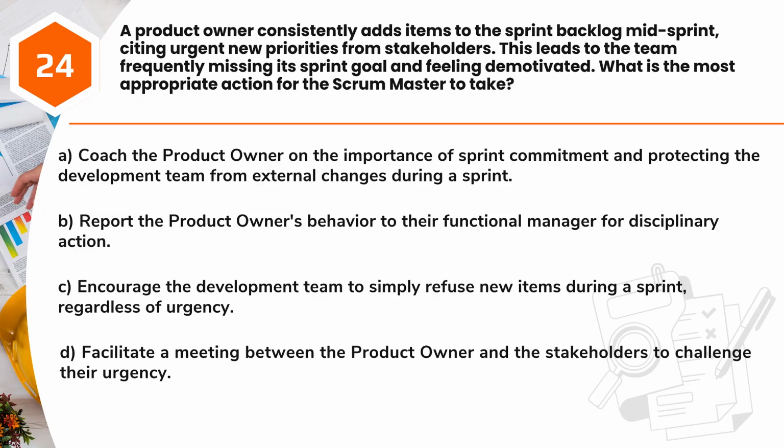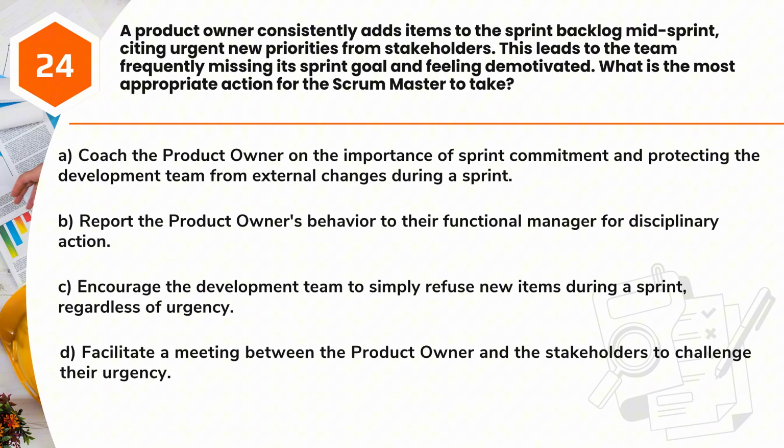Question 24. A product owner consistently adds items to the sprint backlog mid-sprint, citing urgent new priorities from stakeholders. This leads to the team frequently missing its sprint goal and feeling demotivated. What is the most appropriate action for the Scrum Master to take?